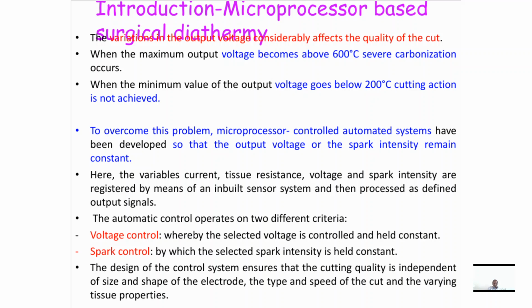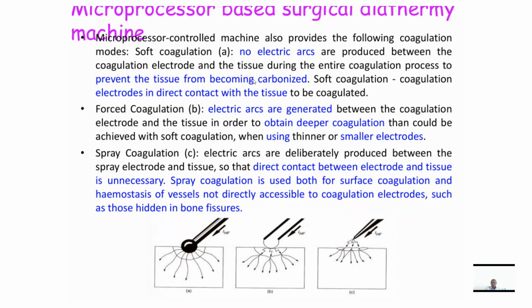The design of the control system ensures that the cutting quality is independent of the size and shape of the electrode, the type and speed of the cutting, and the varying tissue properties. So this is the microprocessor based surgical diathermy.